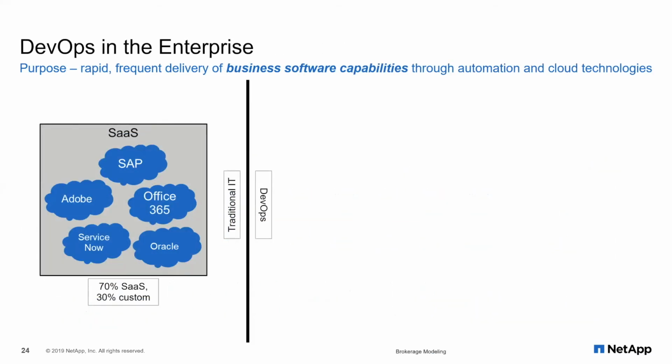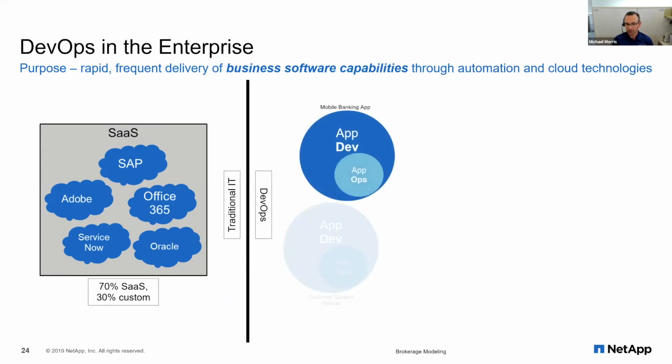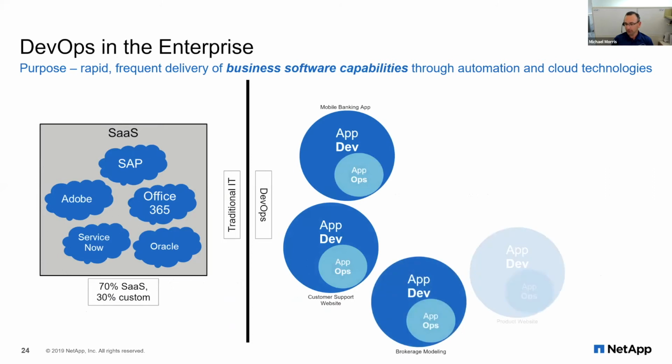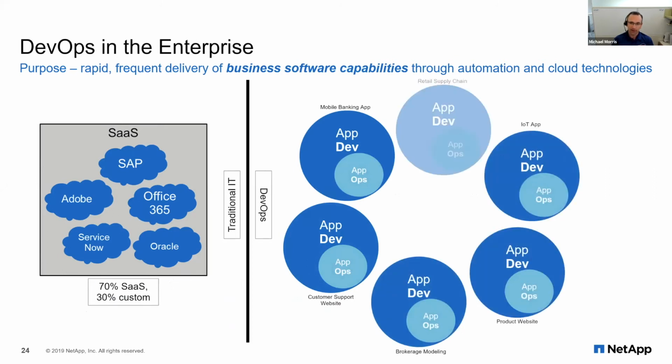So if we look at where CloudOne comes into play, ultimately what we're trying to achieve is that rapid, frequent delivery of business software capabilities through automation and cloud. So we have the traditional IT world. That's going to be 70% SaaS and 30% custom, all those traditional run-the-business applications like HR and financials. On the DevOps side is where we get the applications that really differentiate our business, again, give us competitive advantage. Now, NetApp IT doesn't run all of these, like mobile banking app and brokerage model.